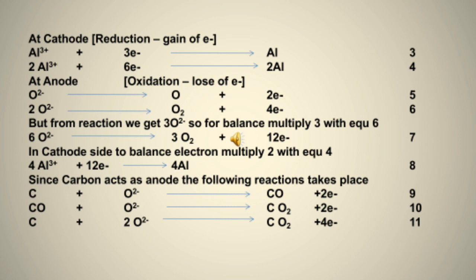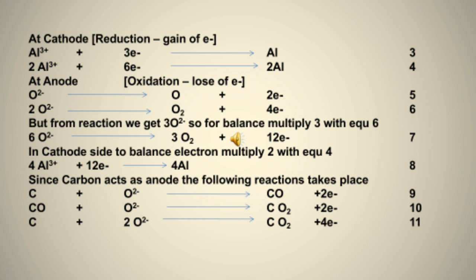Now refer to equation 4. In equation 4, how many electrons are there? 6 electrons. But in the 7th equation, how many electrons are there? 12 electrons. So to compensate these two, we multiply the fourth equation with 2. So the fourth equation now becomes 4 aluminum 3 plus and 12 electrons gives 4 aluminum.